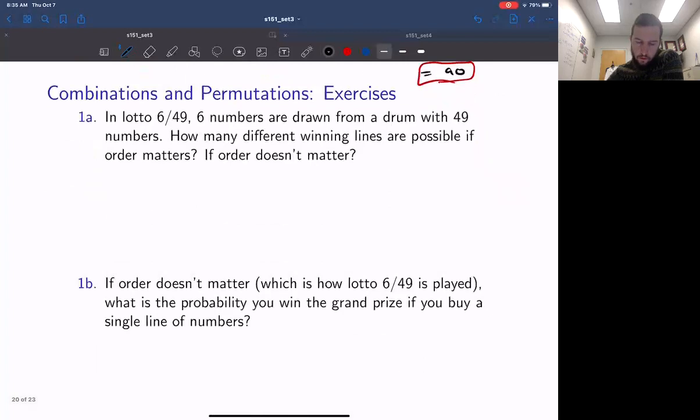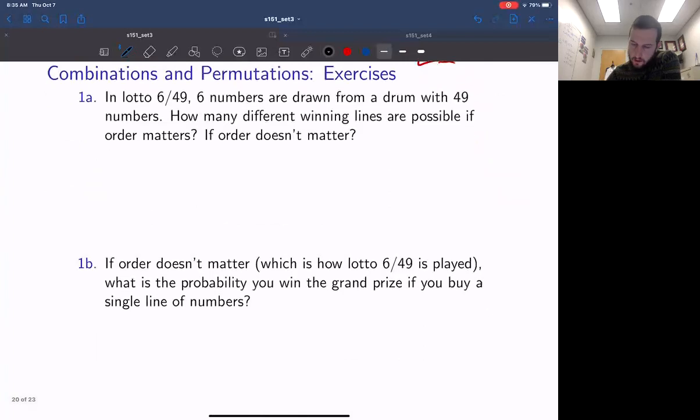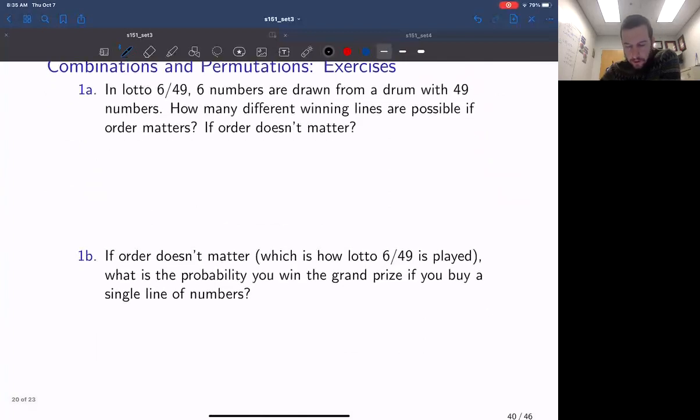Okay, so 2 more examples. In Lotto 649, 6 numbers are drawn from a drum with 49 different numbers in them. How many different winning lines are possible if order matters and if order doesn't matter? So the idea here is we want to know how many different ways I can pull 6 numbers out of 49 under the 2 different circumstances: order mattering, order not mattering.